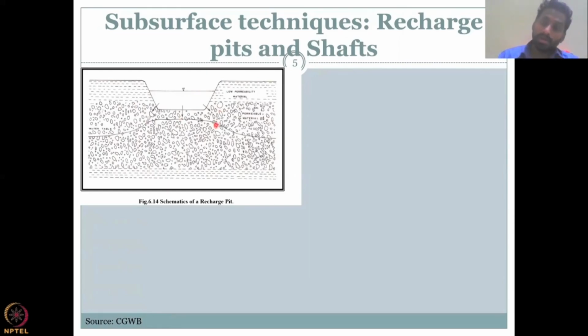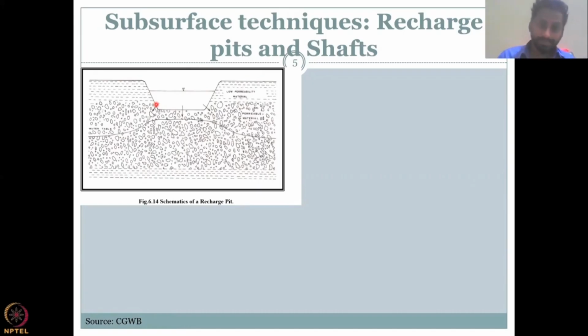Interestingly, only under the base of the recharge pit is the water moving. That is because on the top it is low permeable material, so you cannot push water into these materials. The storage is very less. So it's better to just let the water stand in this recharge pit, and slowly the water moves down into the aquifer.